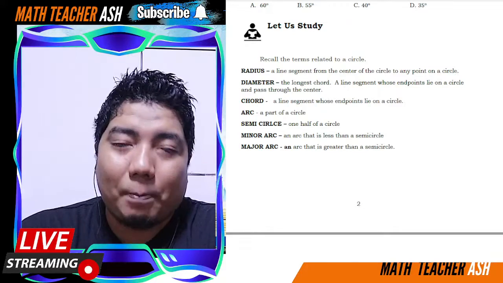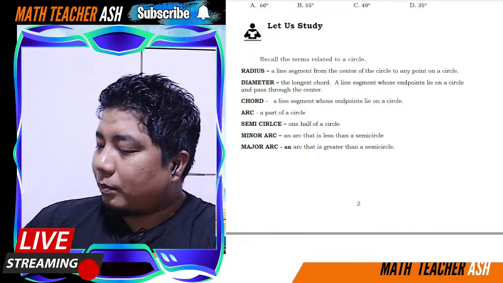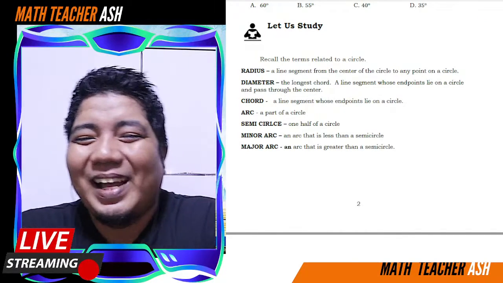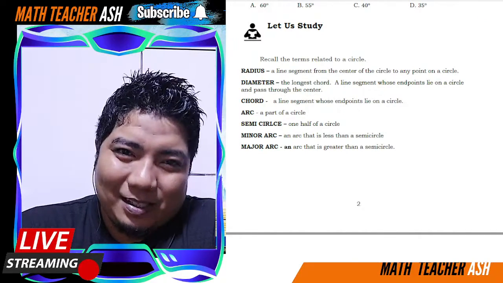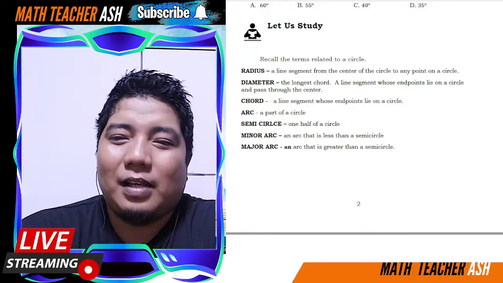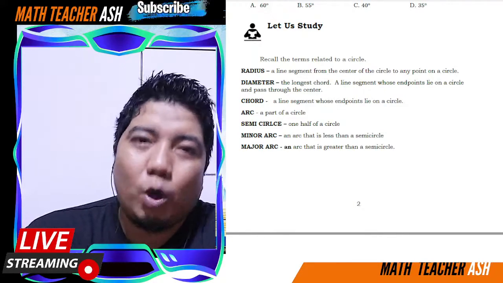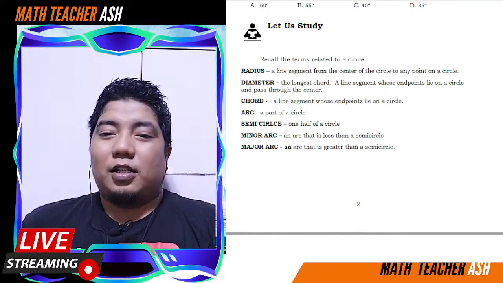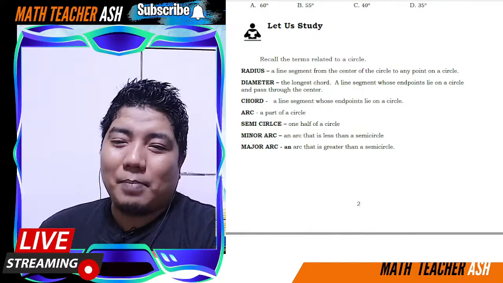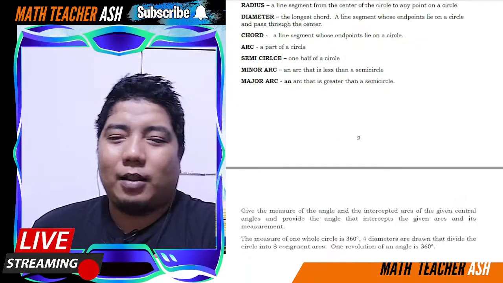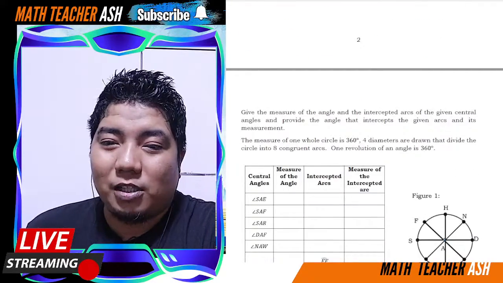Major arc naman kapag mas malaki sa semicircle. Okay, so basically, semicircle is half, minor arc is less than half, and major arc is more than half of the circle. Okay, so ganun lamang po kadali ang mga terms na ito, my dear math learners. Okay, so let us continue.